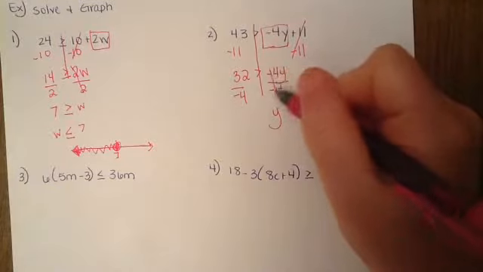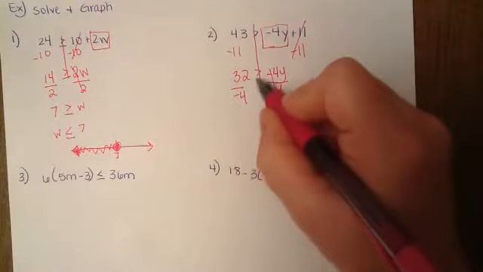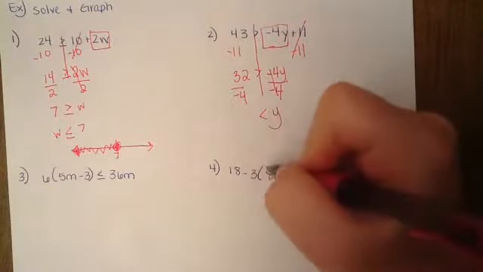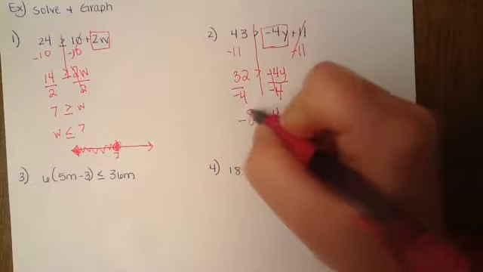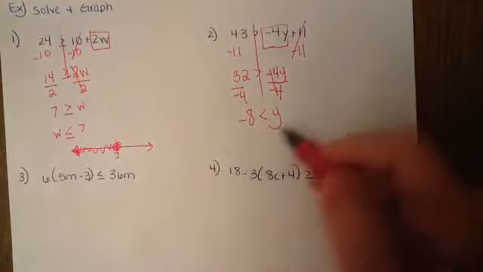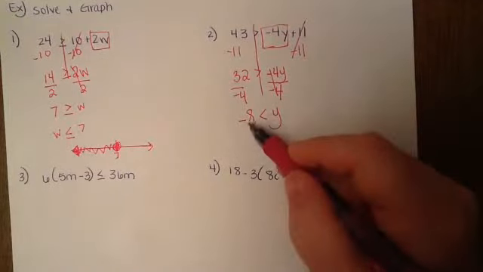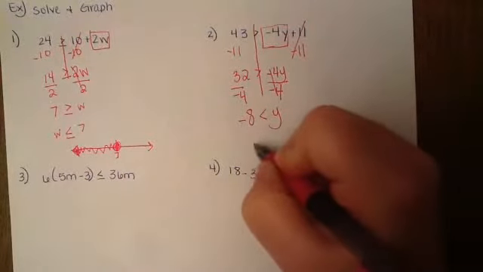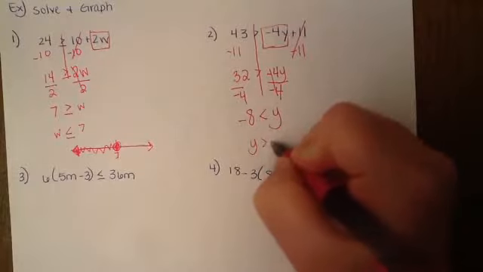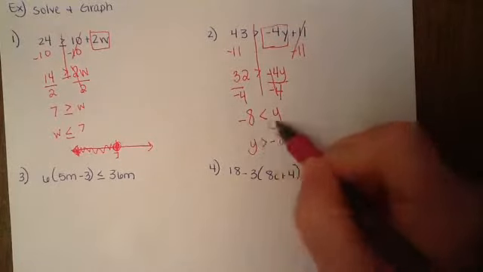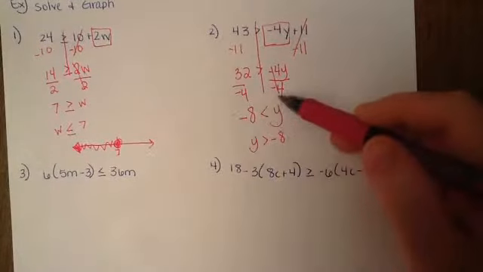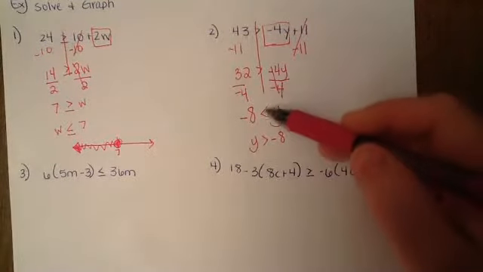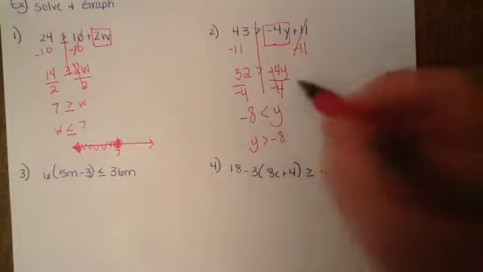What happens when you divide by a negative? The symbol switches. 32 divided by negative 4 is negative 8. This means y is greater than negative 8. Or you could write it as negative 8 is less than y. Switch the sides, switch the symbol. Make sure you remember, when you divide by a negative, switch your sign.